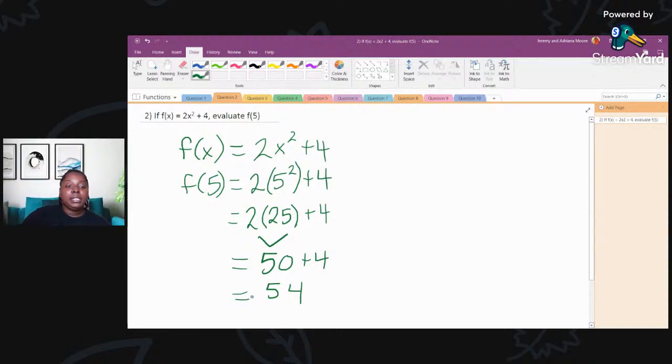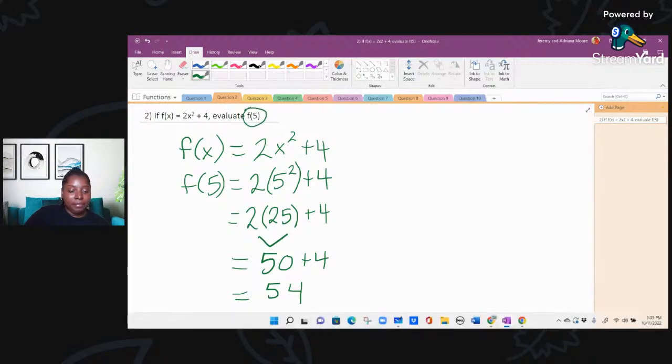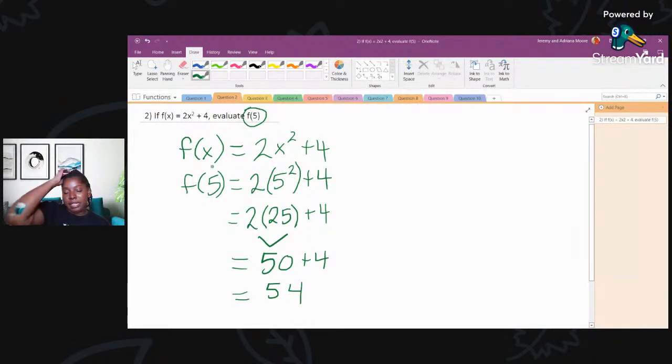Okay, so it's pretty simple. Basically, every time you see x, whatever it says, so it says f of 5. So instead of f of x, you're going to put a 5 in place every time you see the x. Okay.